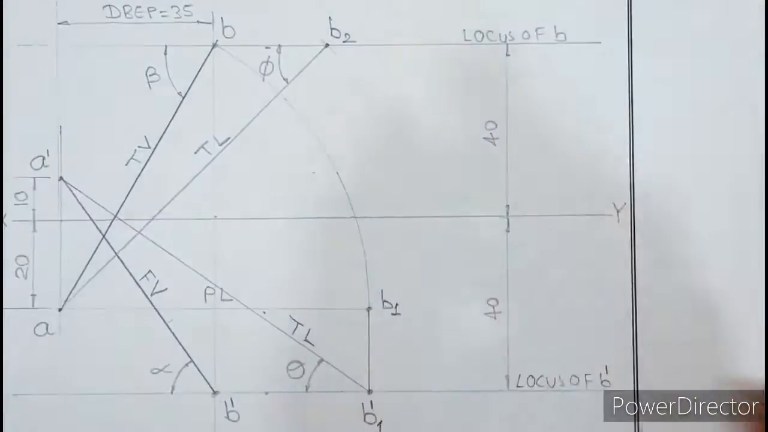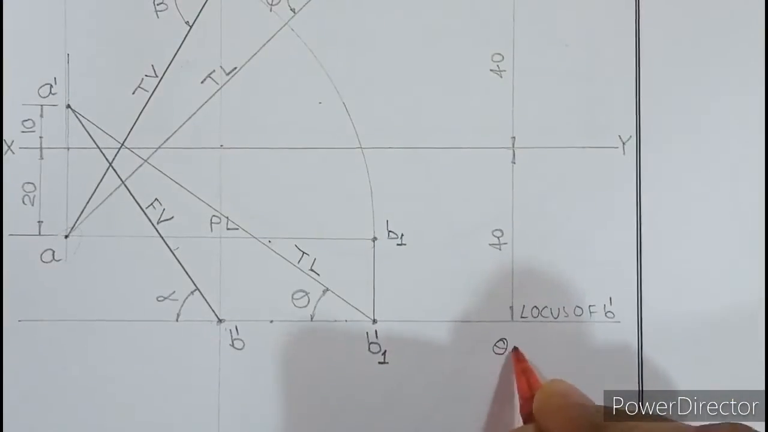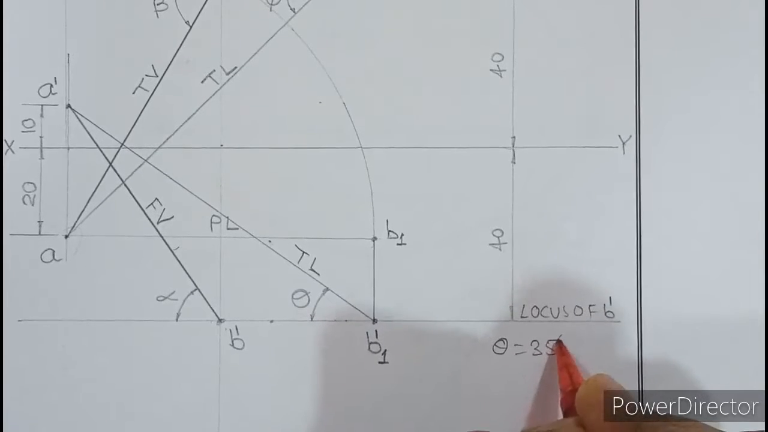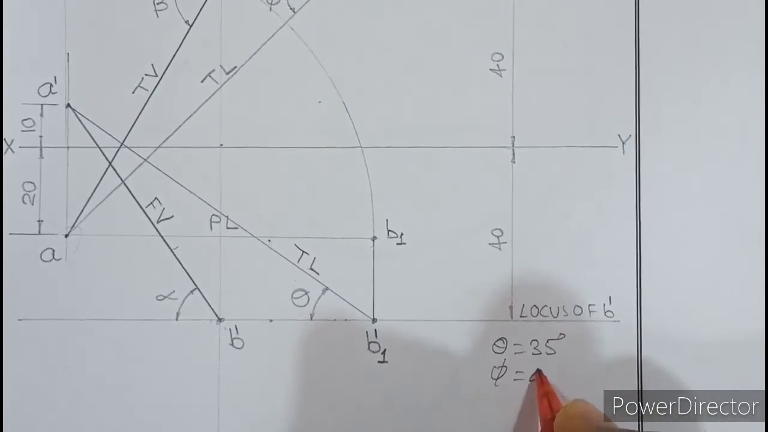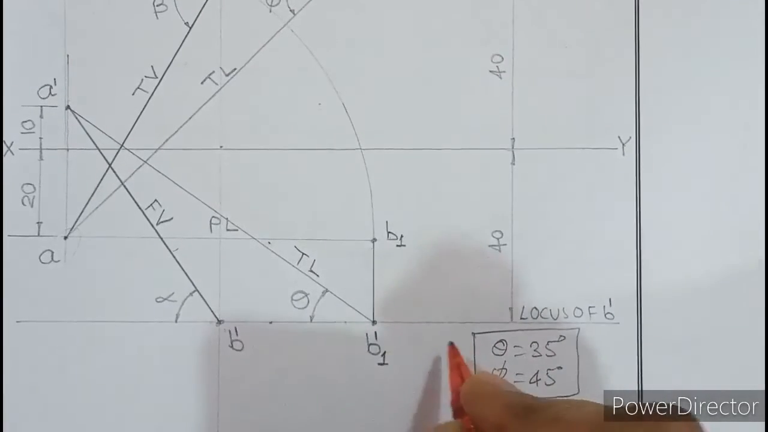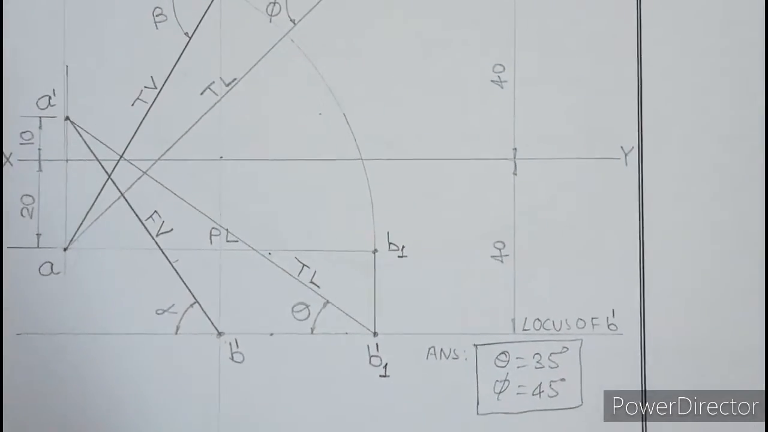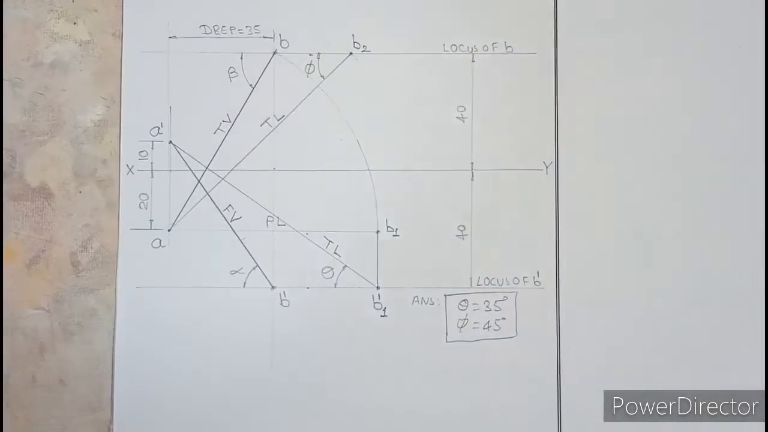So we can write down the answer below the locus. You can write theta equal to 35 degrees and phi equal to 45 degrees. You can enclose this within a box and write answer beside it. So this is the complete answer and this is the method to solve.